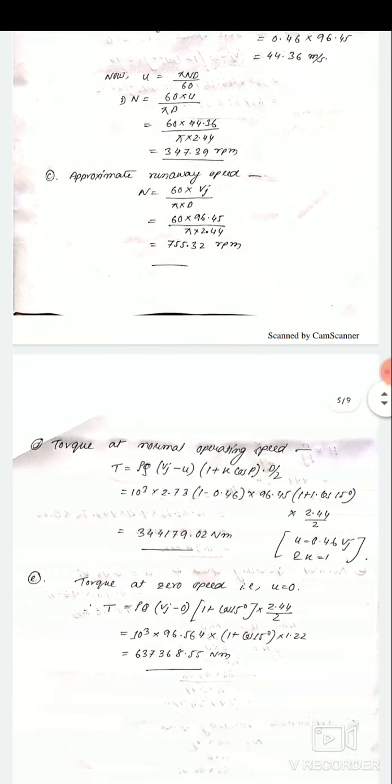For this problem we can relate to the equation that we know: the runaway speed is equal to 60 into jet velocity divided by pi into diameter. So by putting the values, the jet velocity is 96.45. The diameter we also know is 2.44. So by putting the values, we can easily get this runaway speed, that is coming out as 755.32 rpm.